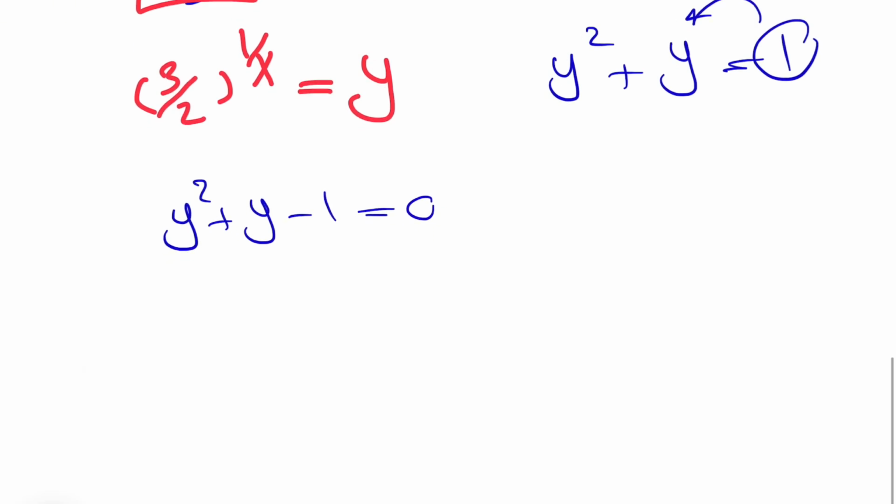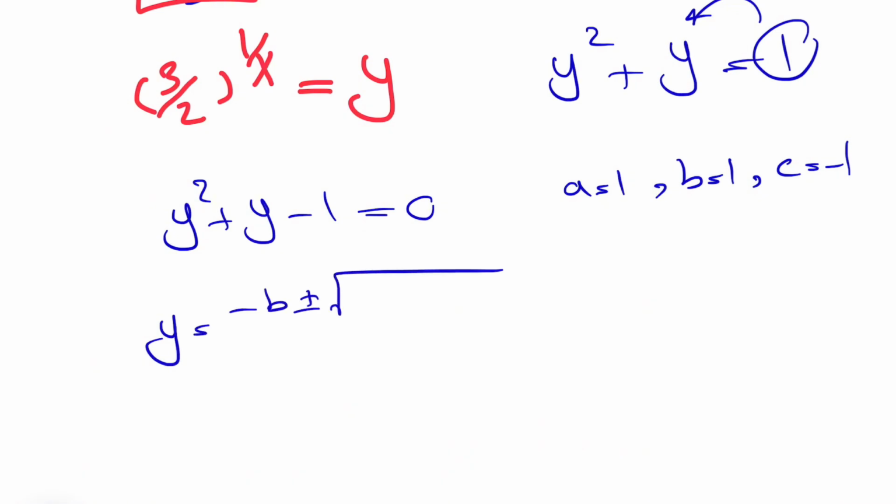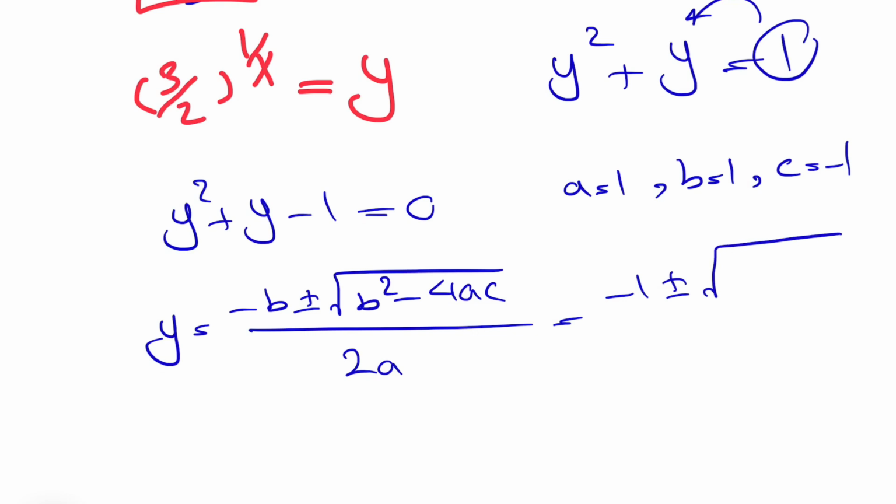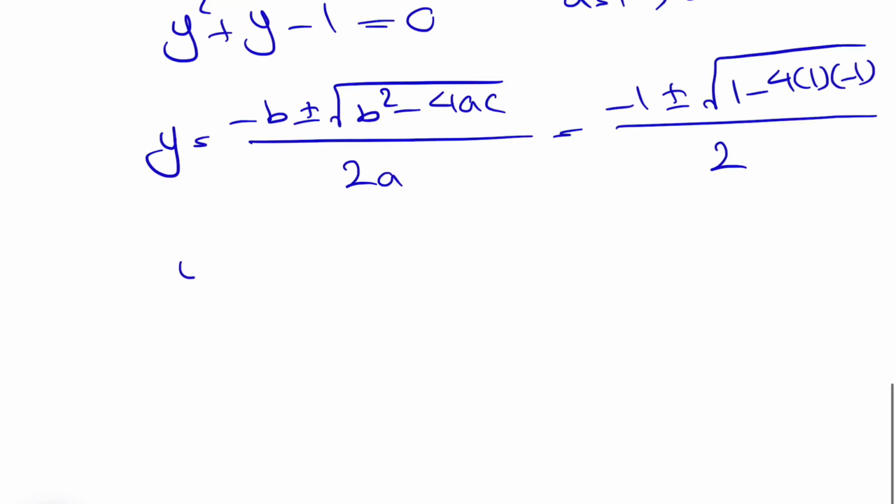Now we have a quadratic equation where our a is 1, our b is 1, and our c is minus 1. Let's find the roots in here. So minus b plus or minus the square root of b squared minus 4 times a times c, over 2 times a. So we have minus 1 plus or minus the square root of 1 minus 4 times 1 times minus 1, over 2. So here we can get two answers.